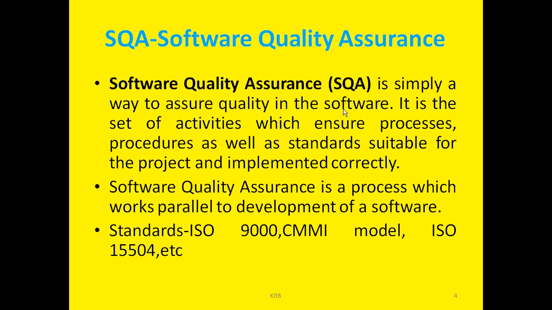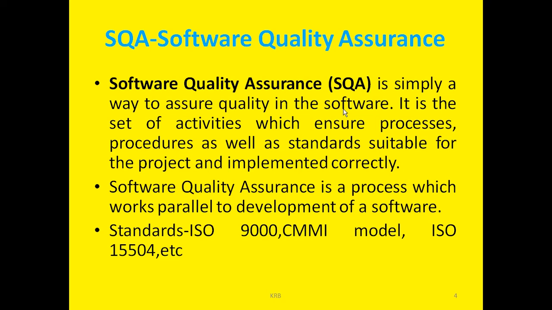Next is software quality assurance, that is SQA. So SQA is simply a way to assure quality in the software. It is the set of activities which ensure processes and procedures, as well as standards, are suitable for the project and implemented correctly. So, for getting a high quality product or high quality software, SQA implements some procedures or processes based on the standards which are already defined by some best organizational groups. These standards, particularly for software, are IEEE, ISO, CMMI, etc.